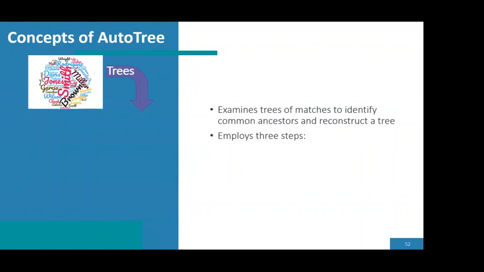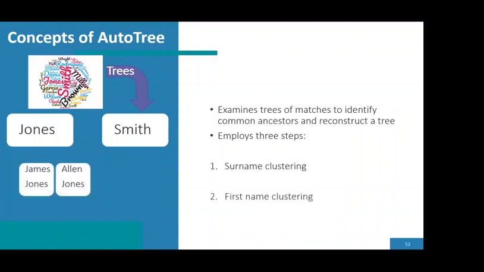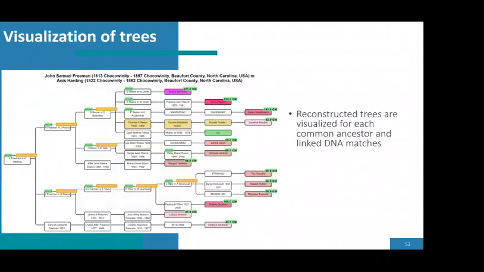It analyzes the trees of matches and then identifies common ancestors. First, we perform a surname clustering based on all the tree persons from the trees of your DNA matches from a single cluster. Next, we perform a first name clustering. And last, we perform a birth and death year clustering. We then reconstruct the trees and visualize these for the common ancestors.